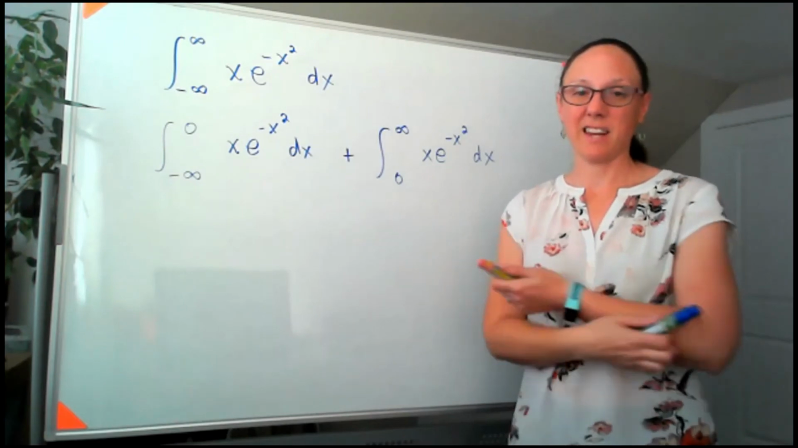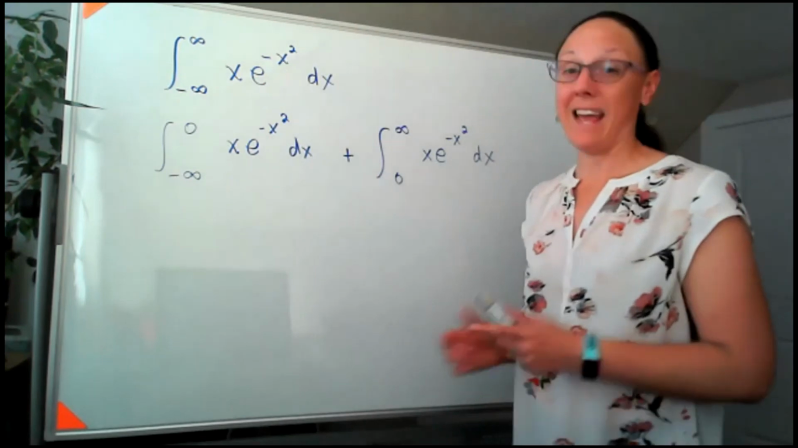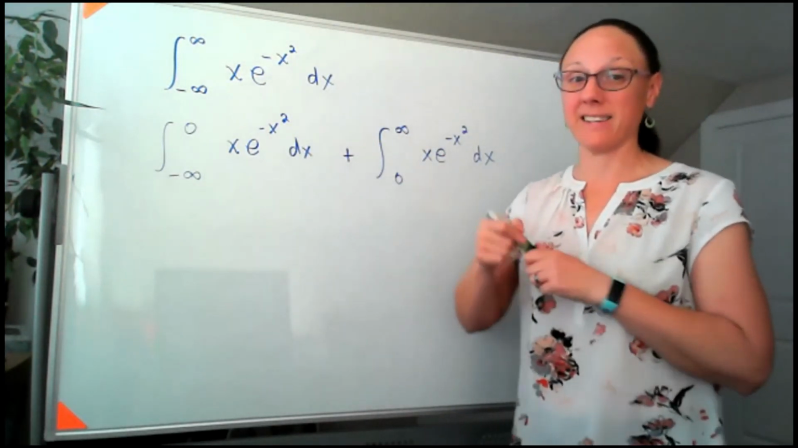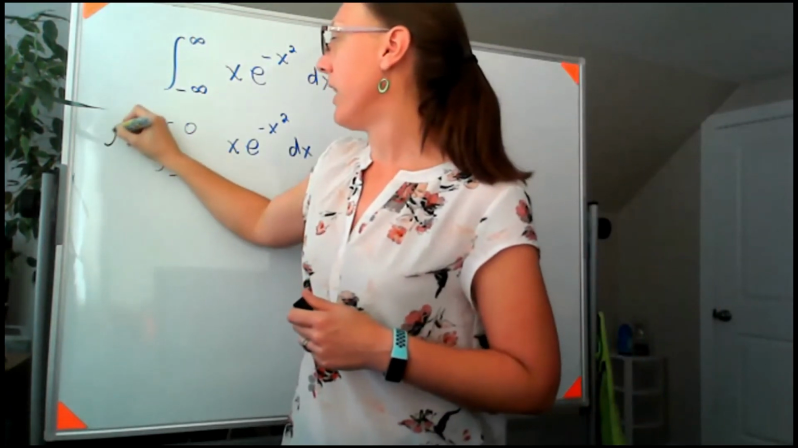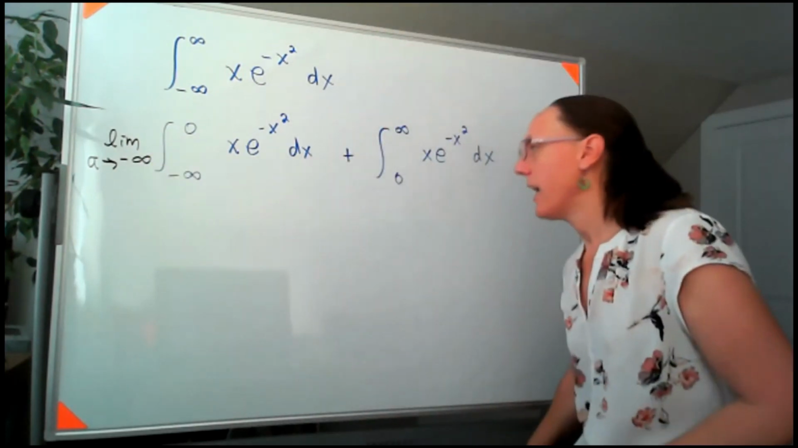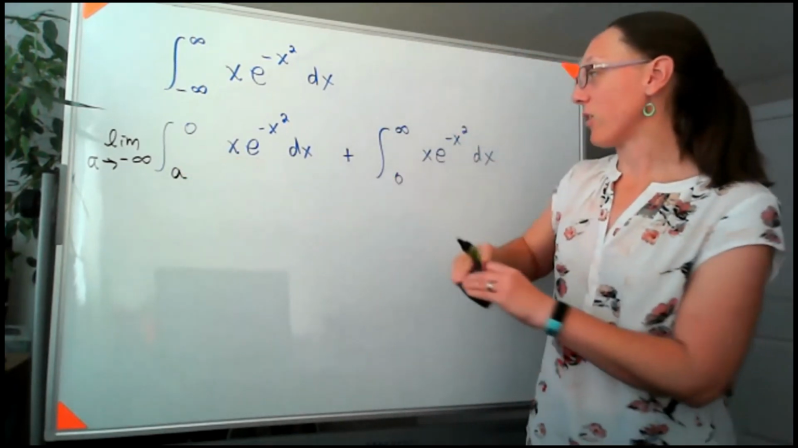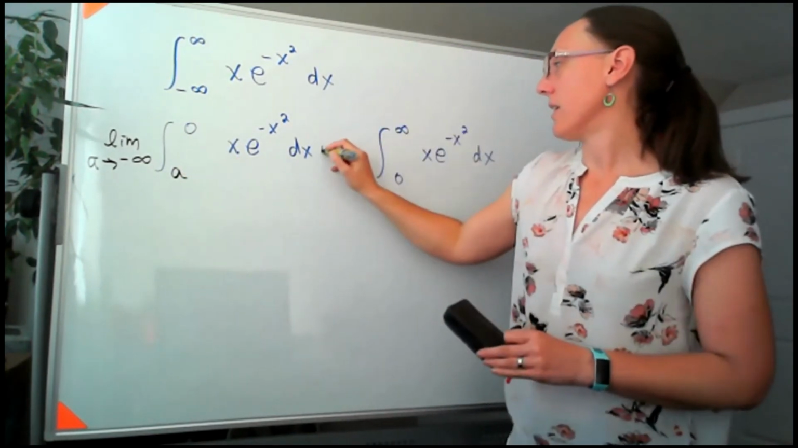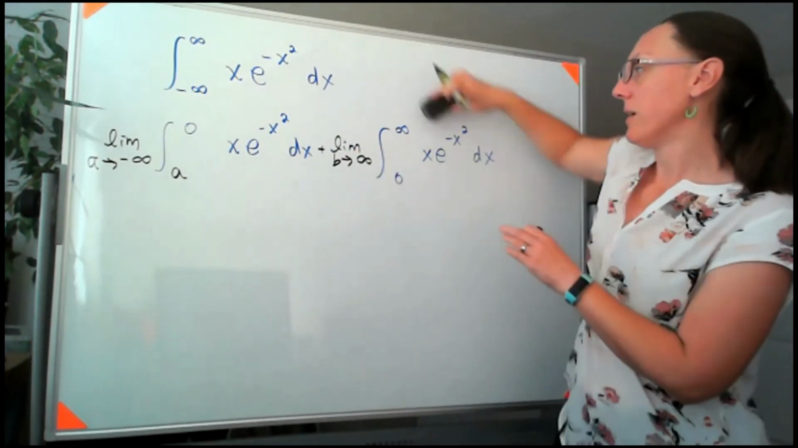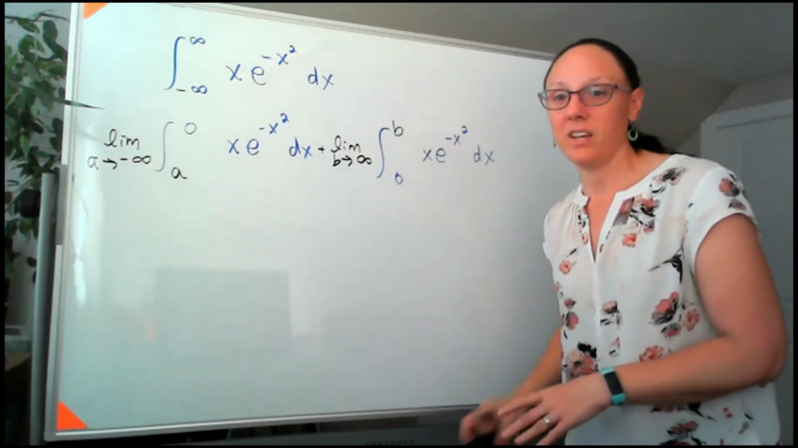Now, the other reason that I said it was messy, well, let me keep going for a second. Now that we have it broken apart, each of these can represent a separate limit. So over here, I'm going to take a limit as a approaches negative infinity and replace my negative infinity with a. And over here, I'll squeeze in a limit as b approaches positive infinity and replace that infinity with a b.